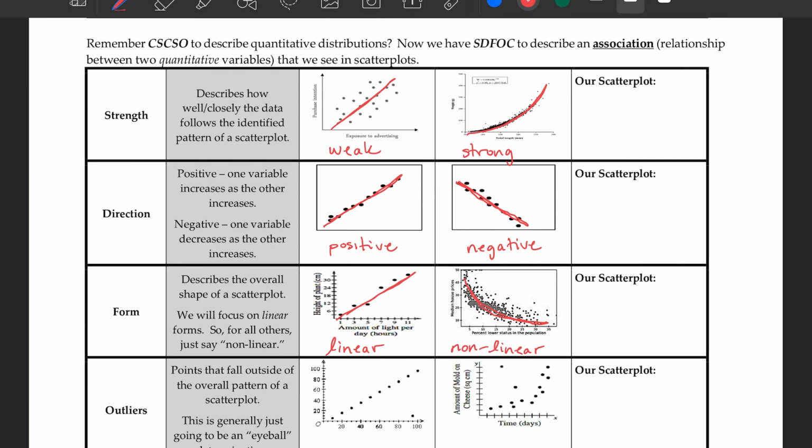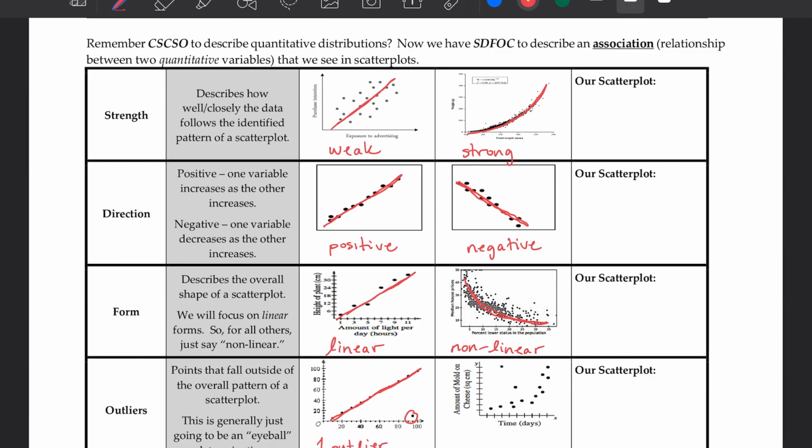And our final thing is to talk about outliers. Just like when we're talking about histograms and box plots, outliers mean the same thing here. Points that fall outside the overall pattern or trends that we're seeing here. And so here we can see that our points are all falling along this nice little line. But we can see that there's one little point down here. And that one would be an outlier. This one has one outlier to it.